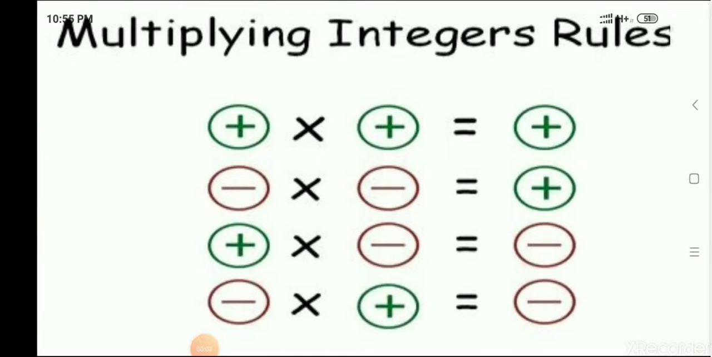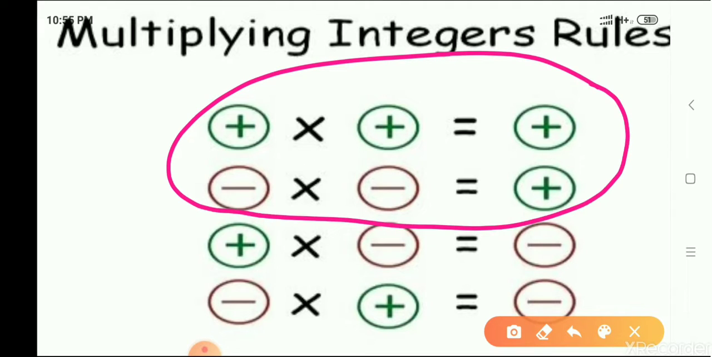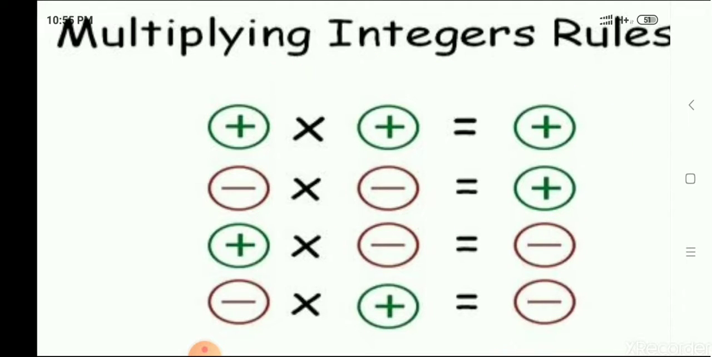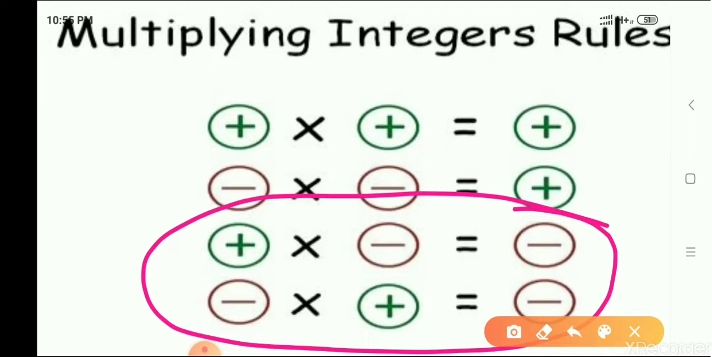Whenever we are given two integers with the same sign and we have to multiply both, we will get the resultant positive. And when we multiply two integers with different signs, we will get the resultant negative. So the rule is: multiplying integers with the same sign gives us a positive result, and multiplying integers with different signs gives us a negative result.